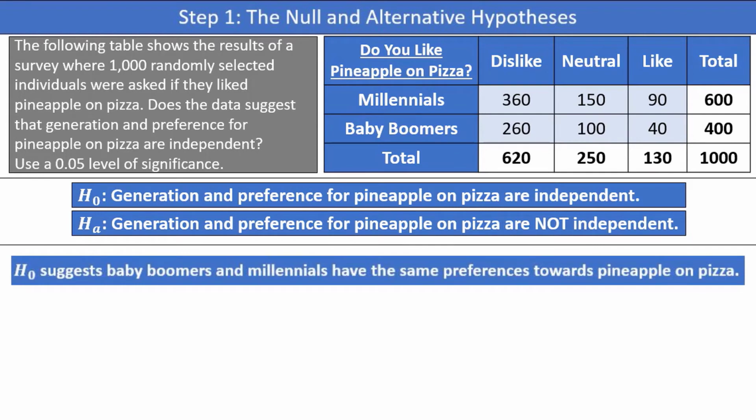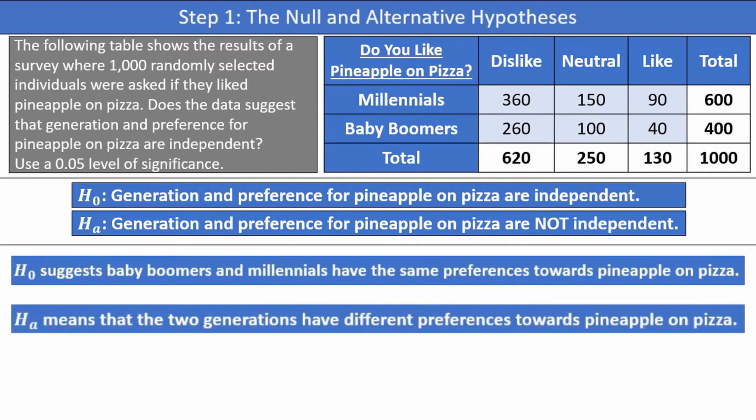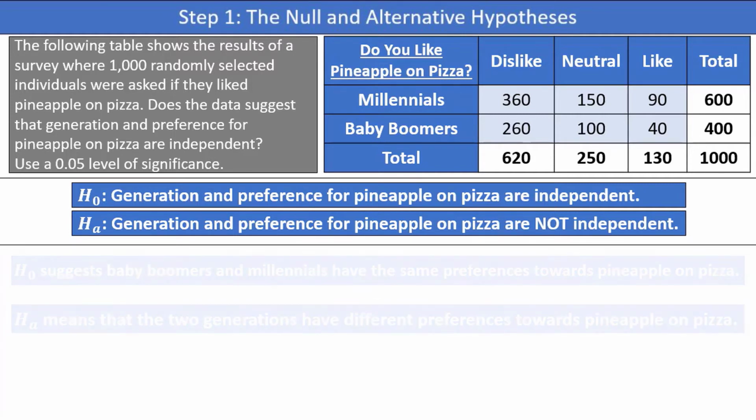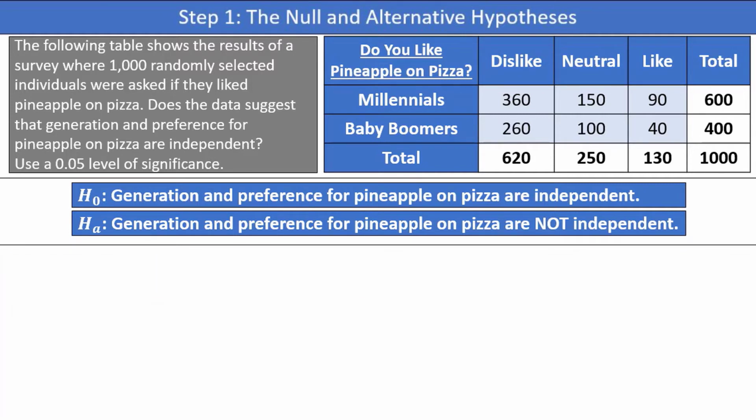The null hypothesis of independence would mean that both baby boomers and millennials have the same preferences toward pineapple on pizza. And the alternative hypothesis of no independence, or dependence, means that the two generations have different preferences towards pineapple on pizza. Now, I should mention that when we use the word generation in our hypotheses here, we really are only considering the generations of millennials and baby boomers. There are other generations like Generation X or Generation Z which weren't included in this survey, so just know that when I say generation, I just mean the two generations that we surveyed.